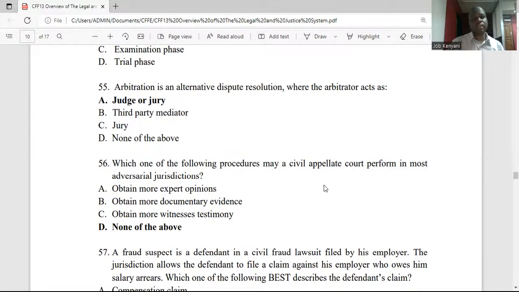Adversarial is where we are saying that the parties are left at liberty to compete by themselves. So what could happen, for example, in case there's an appeal: obtain more expert opinions, obtain more documentary evidence, obtain more witness testimony. I think these are the ones we saw here.